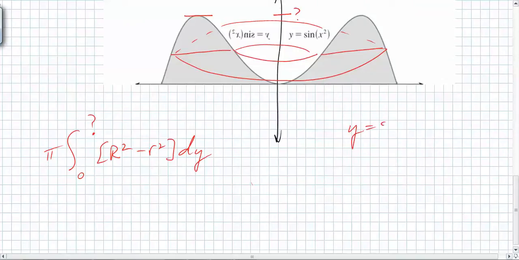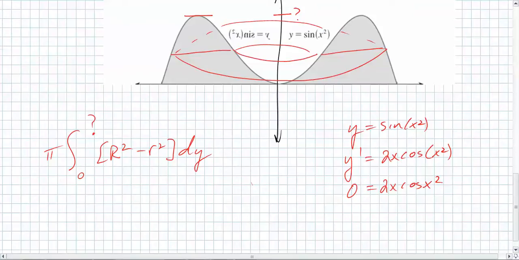So we know y is equal to sine of x squared. How do you go about finding that maximum value? Find where the derivative is 0, right? So you get y prime is equal to what? 2x times cosine of x squared. So you want to solve this: 0 is equal to 2x cosine of x squared. What's the trivial answer to that? x is 0. Is that the one we're looking for? No. We need the other one.